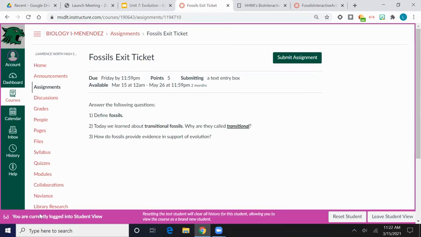The whole point of the activity today is to learn how fossils tell us how these organisms have changed over time. So in what you've learned, what sort of support in evolution did you learn?